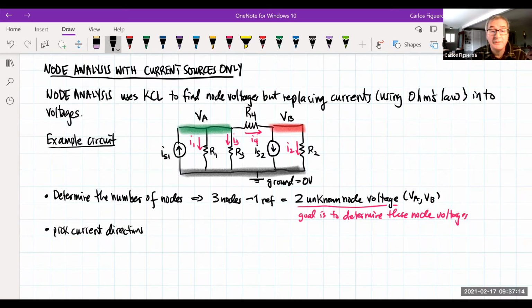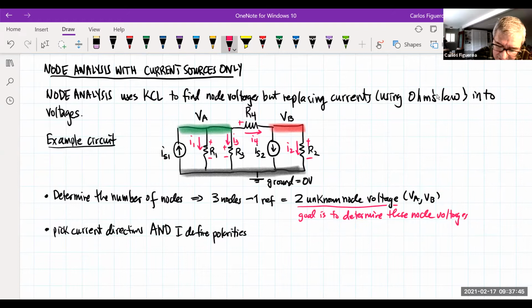So I picked my current directions and I define polarities. Oh, that's not right. Polarities. That means I'm going to come up here just for right now. Typically, I don't do that. But look what I'm going to do. That means that that's got to be plus minus. That has to be plus minus. That has to be plus minus. And that has to be plus minus. That's what I mean by my polarity right there. So the direction of the current then tells me that.